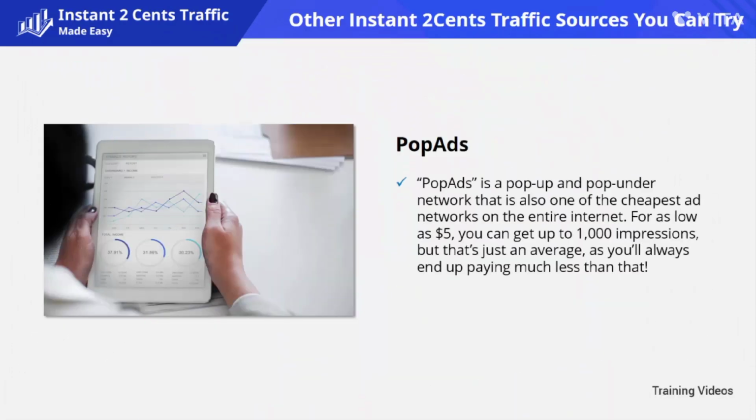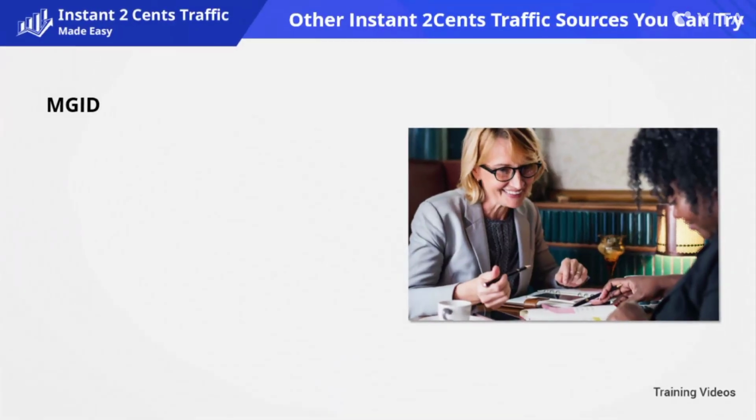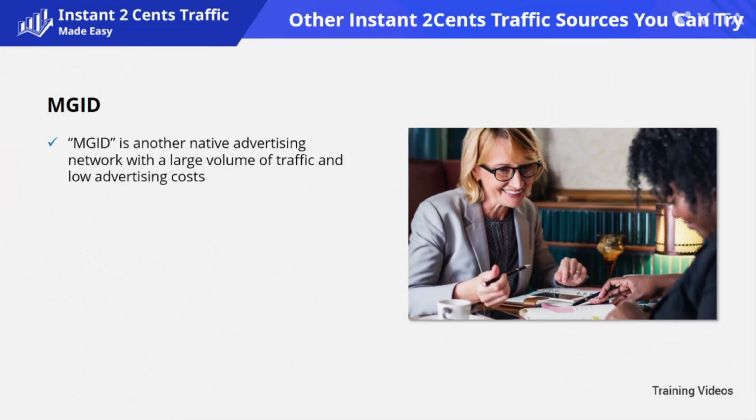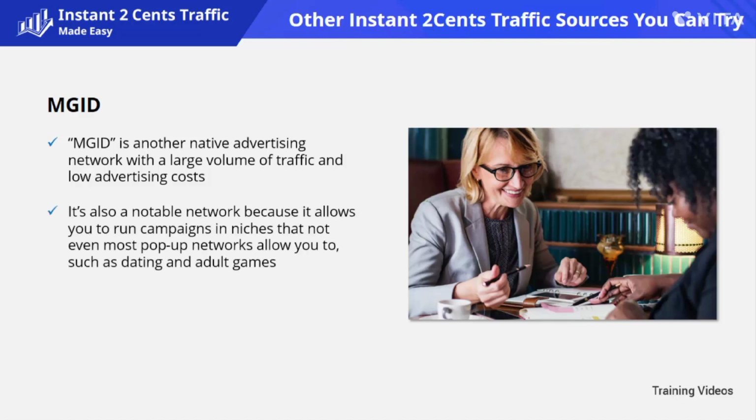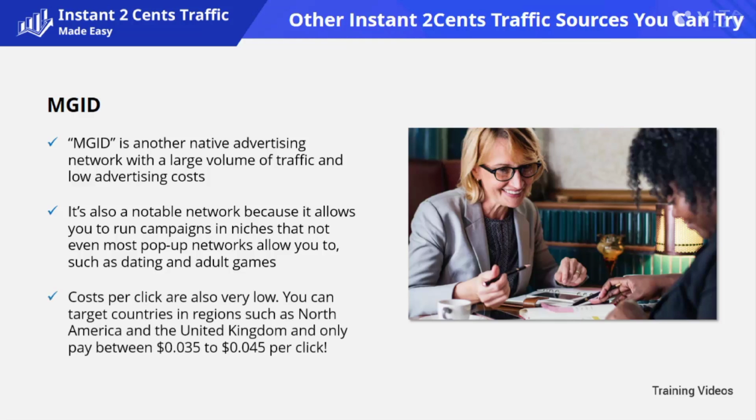Pop ads. Pop ads is a pop-up and pop-under network that is also one of the cheapest ad networks on the entire internet. For as low as $5, you can get up to 1,000 impressions. But that's just an average, as you'll always end up paying much less than that. MGID. MGID is another native advertising network with a large volume of traffic and low advertising costs. It's also a notable network because it allows you to run campaigns in niches that not even most pop-up networks allow you to, such as dating and adult games. Costs per click are also very low.